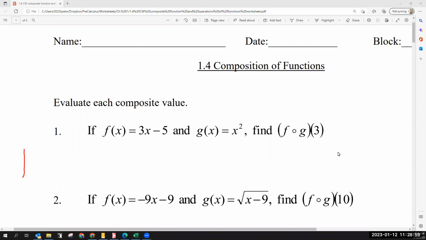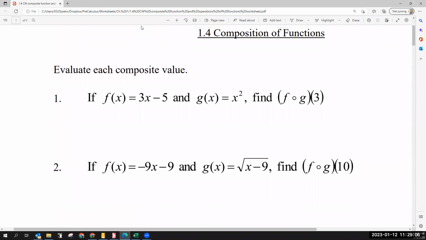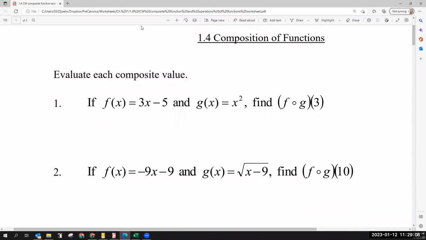Composition. What is composition of functions? So when we do composition of functions, first, does this look strange? Yeah, it means f of g. We're used to seeing f, maybe a dot g, meaning I multiply two together, but that's not what we're doing here. That is f of g.